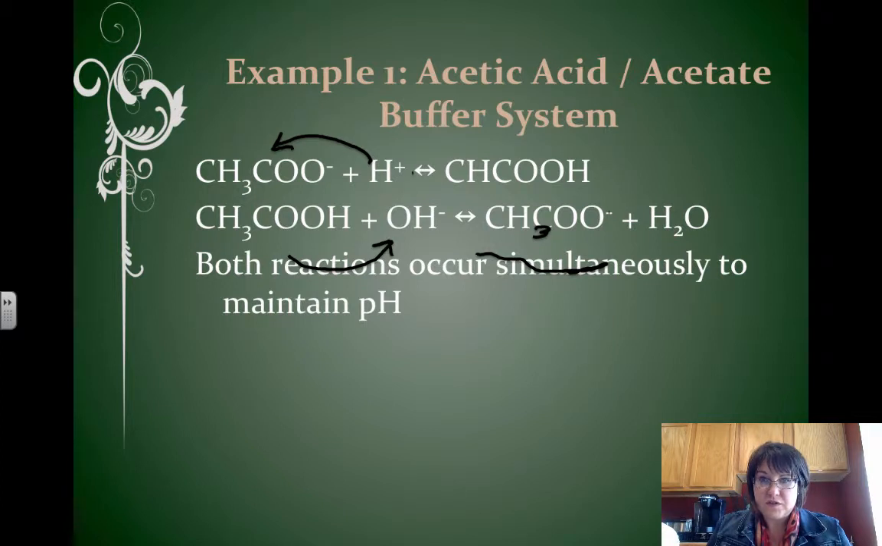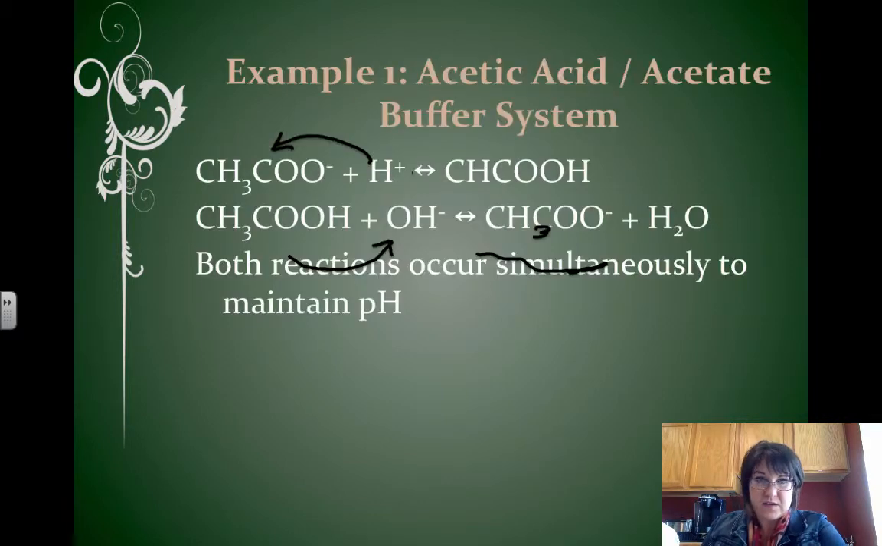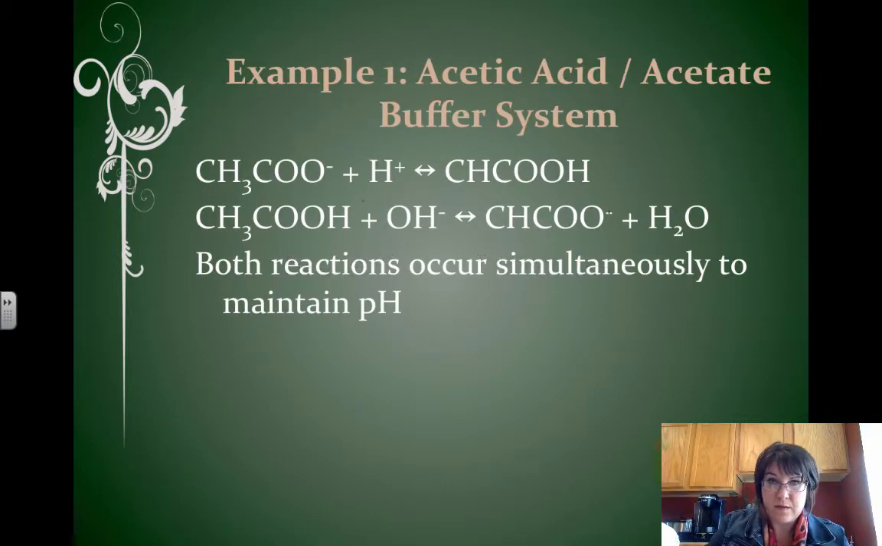Both reactions occur simultaneously in order to maintain pH. We have both the acetate forming the acetic acid and the acetic acid forming the acetate, and that's how whether we add an acid with hydrogen ions or a base with hydroxide ions, the system of acetic acid and acetate can absorb either one.